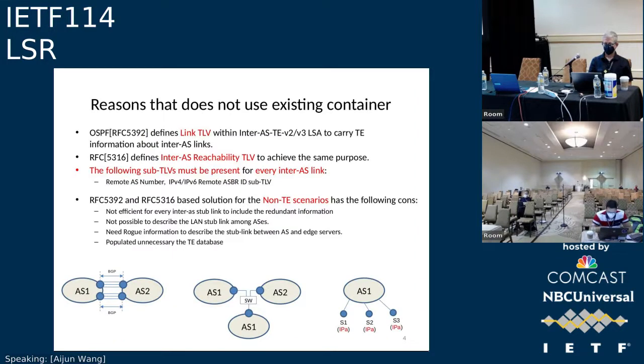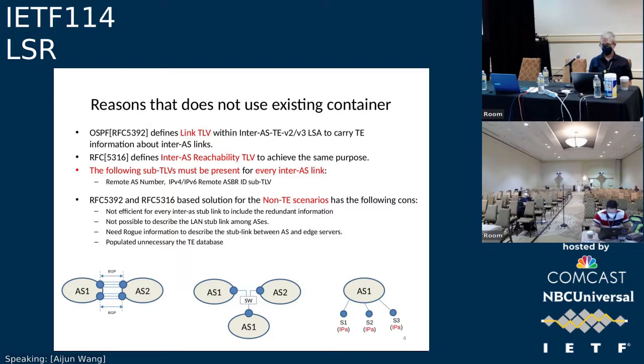And here is the reason that we do not want to use the existing container. As we have discussed on the mailing list several times, there are 2 RFCs that define the TE-related TLV to contain such information about the inter-AS link. But this sub-TLV must be present for every inter-AS link, for example the remote AS number and the IPv4 and IPv6 remote ASBR sub-TLV.